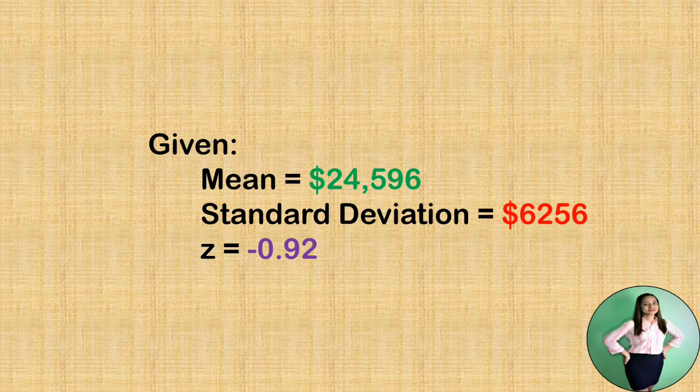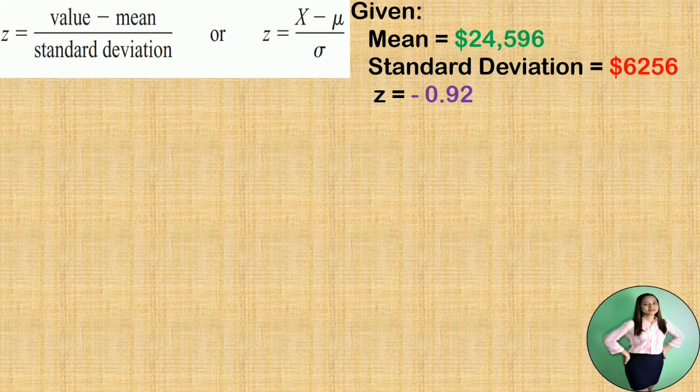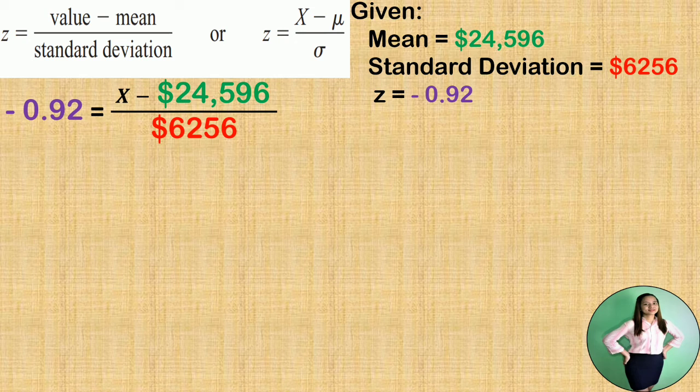So we have now the given mean, which is $24,596, standard deviation, which is equal to $6,256, and the z-value is negative 0.92. Next, we are going to use the formula z is equal to value minus mean over standard deviation. This formula is used to transform the original variable into a standard normal distribution variable. So we have negative 0.92, which is the z-value, equals x minus $24,596, which is the mean, over $6,256, which is the standard deviation. So in this case, we are looking for x.